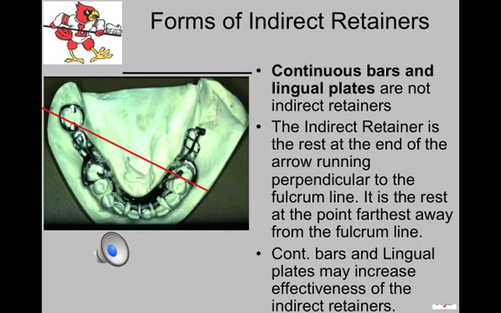Continuous bars and lingual plates are not indirect retainers, even though they may aid in indirect retention. An indirect retainer is a rest in a positive rest seat. In this case, it appears to be on the mesial of tooth number 29. The best position for the indirect retainer would have been tooth number 27, because it is a position farthest away from the fulcrum line. It's difficult to tell whether there's a cingulum rest under that major connector, but the cingulum does not appear to be covered by the metal plate as it should be.